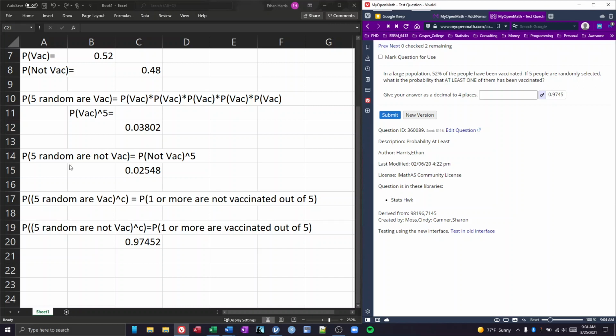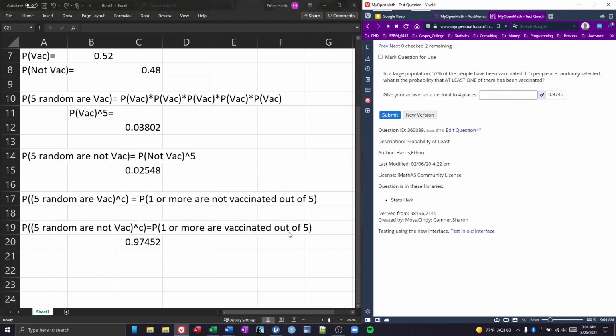Okay, so we went down one rabbit hole, and I took you down it on purpose just to show you what this does, so that you could see that if you just take this probability of vaccinated, raise it to the power 5, and then do 1 minus, that's 1 or more are not vaccinated, and this one is 1 or more that they are vaccinated. Anyhow, that's how you get through these. These at least questions are kind of famous, and there's a handy way to get through them.